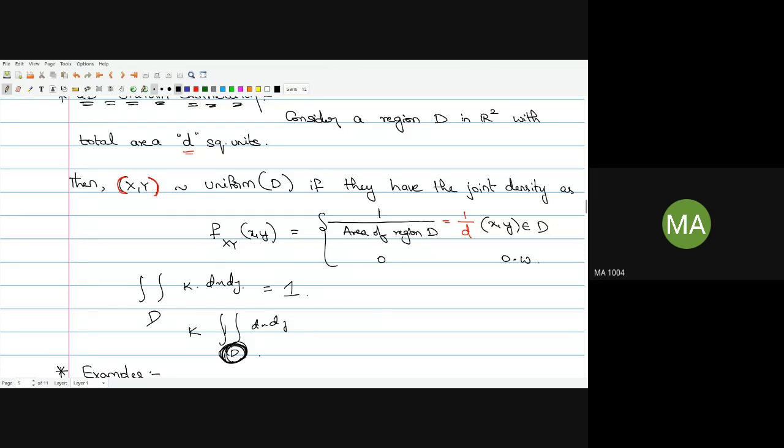Okay, so that volume will be, so if I have limits I can compute. I just said d square units. If it is volume, what will we get? So we can also say it is equivalent to volume, right? Volume is the area of the base times the height. And the area is basically what we calculated, D, right? So D into K should be equal to 1.